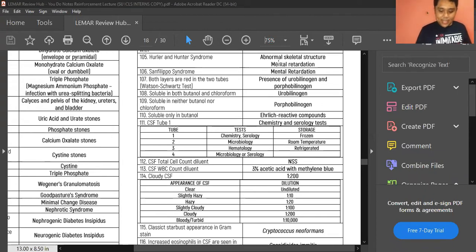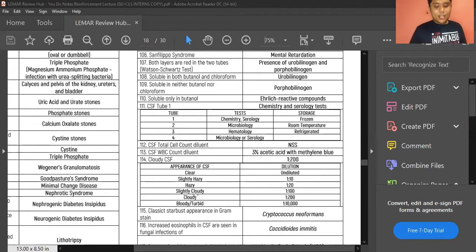Anyway, CSF, this was already mentioned. Of course, the 3 tubes: 1, 2, 3. If there is a 4th tube, it's for microbiology or serology. Take note of that, peers. Now, diluents for total cell count: NSS, or CSF WBC with acetic acid and methylene blue. The dilutions depend on the appearance: 1 is to undiluted if clear, slightly hazy 1 is to 10, 1 is to 20, 1 is to 100, 1 is to 200, and 1 is to 10,000.